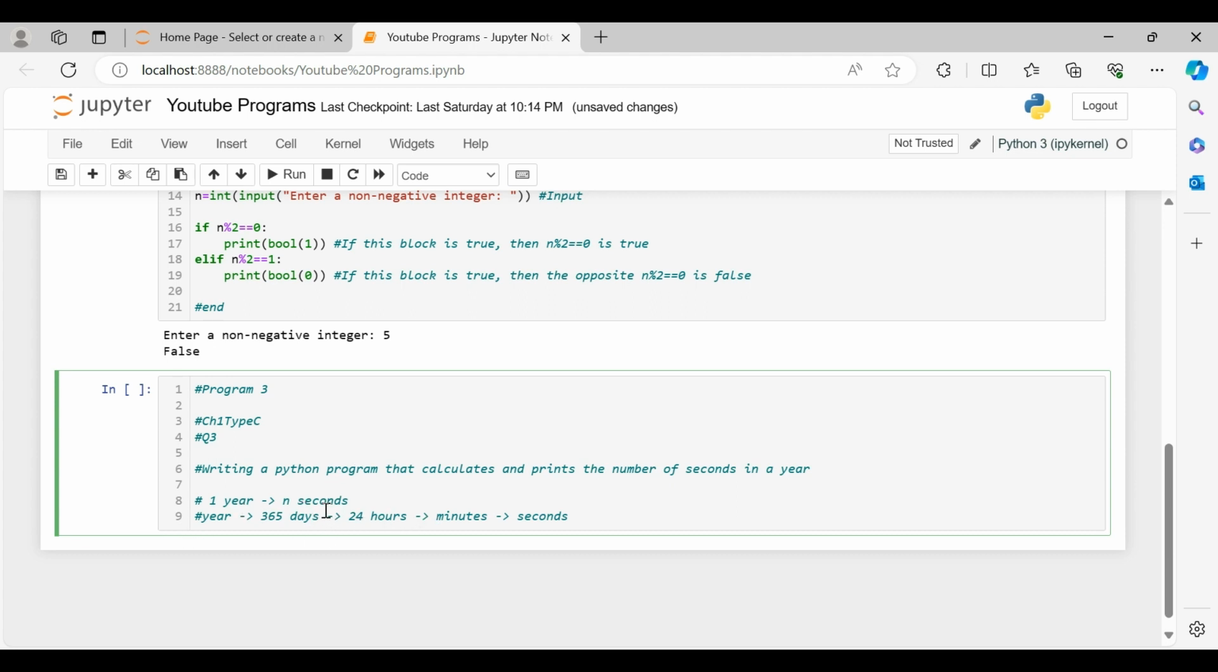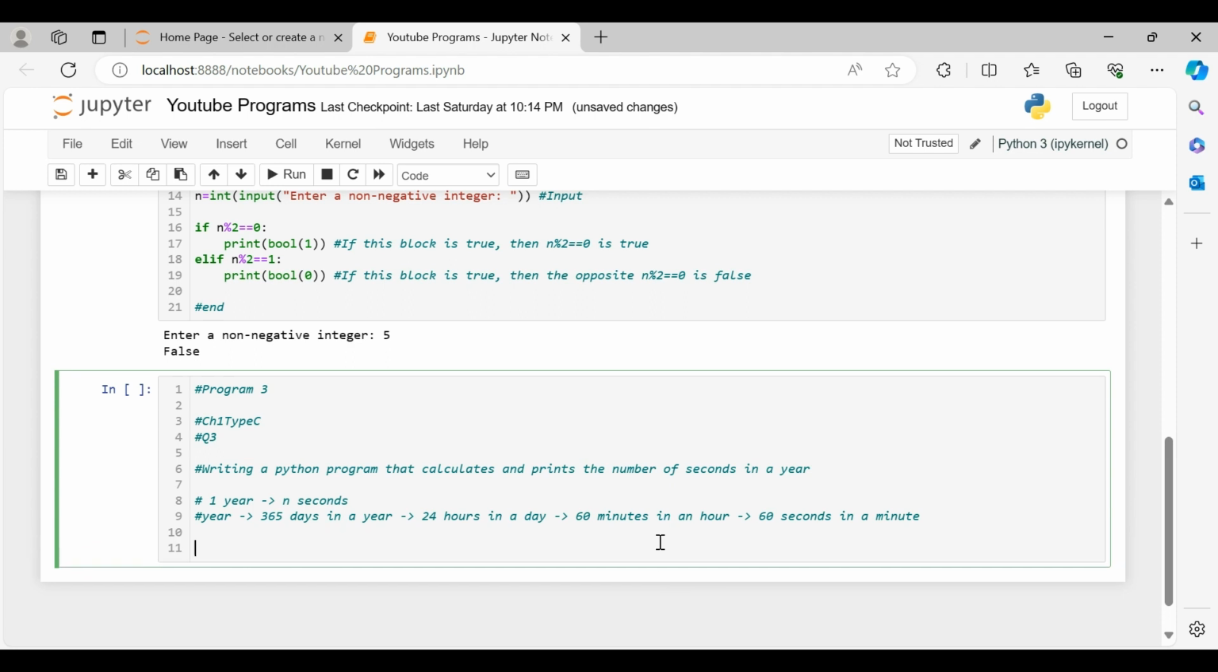I can write it like this: 365 days in a year, and then 24 hours in a day, and then 60 minutes in an hour. Finally, 60 seconds in a minute.